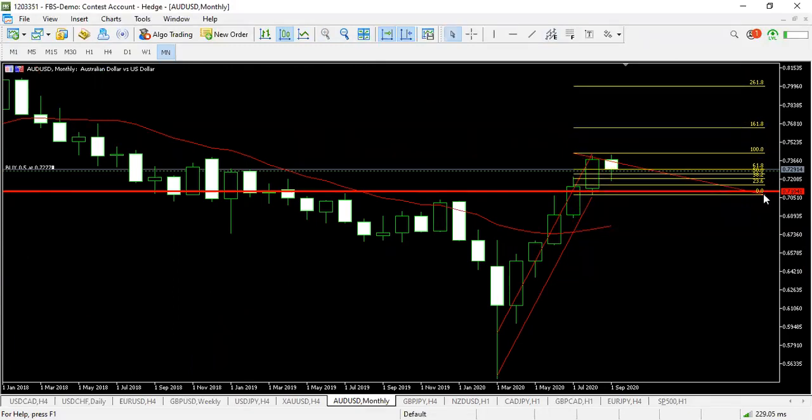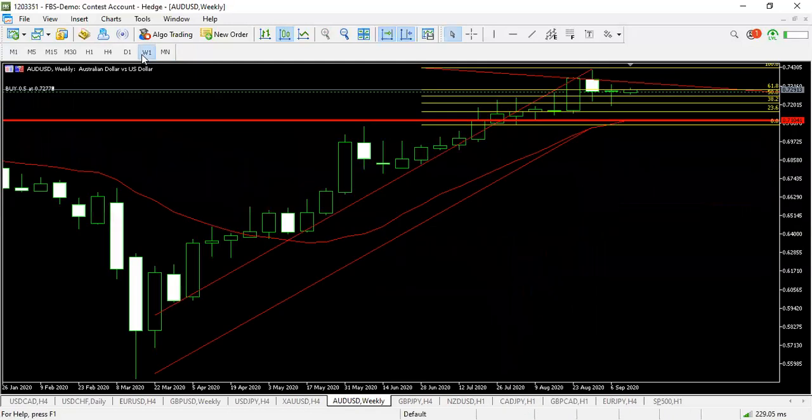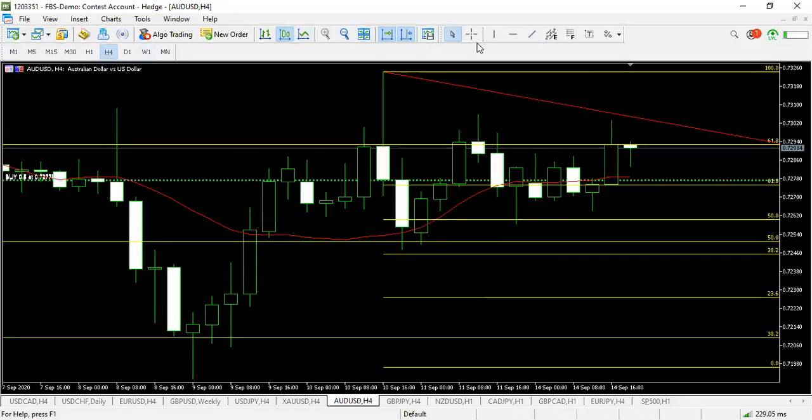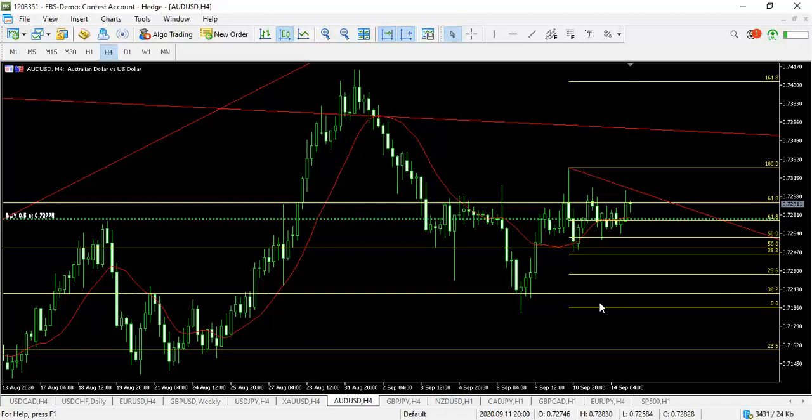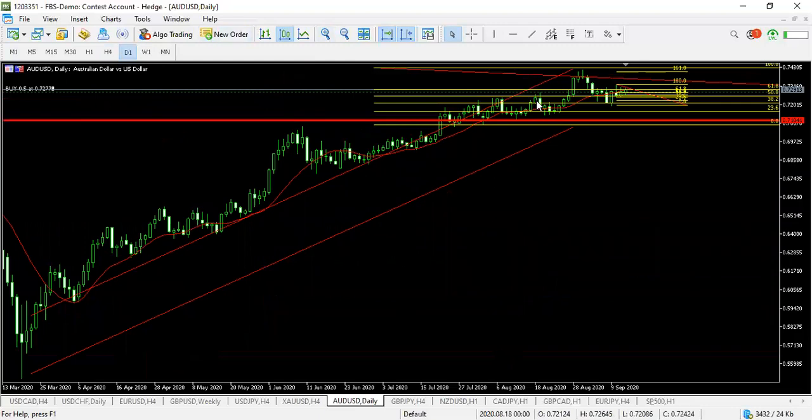So AUD US dollar. Let's see here what's going on, if we can get something for the week to maximize our profits. Okay, for now, I don't think we have any significant level that we can look into for this week on the AUD USD.